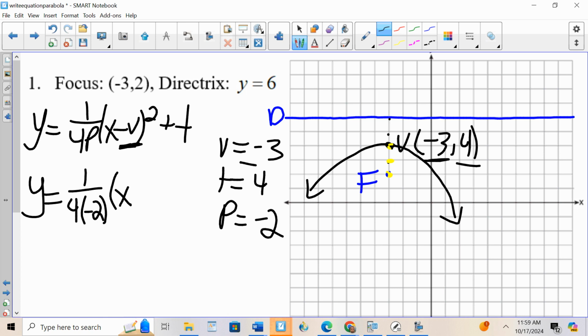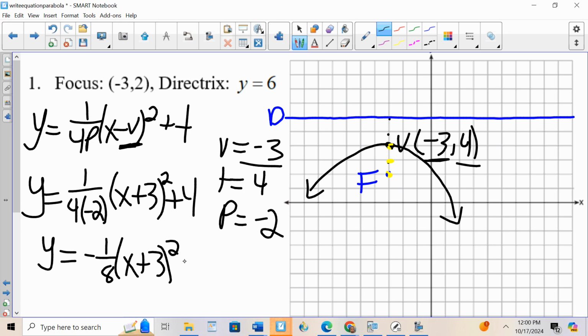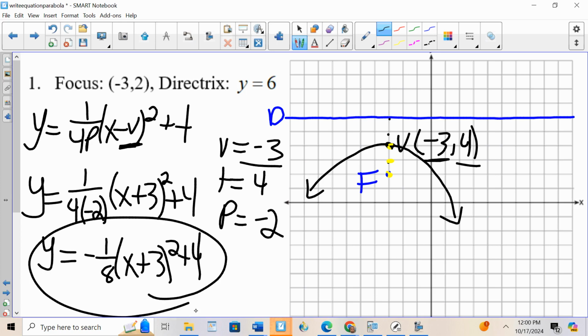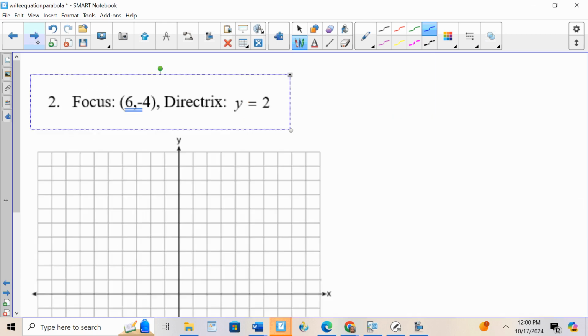Minus v means change the sign of v, so -3 becomes +3, squared. Plus t means keep the sign of t. The only thing I can do is 4 times -2, which is -8, and generally we'll slide the negative out front. Everything else stays the same. That's it. Write the formula. V and t are the vertex, p is the distance from the vertex to the focus. Negate the v, the x coordinate. Don't negate anybody else. That's it.